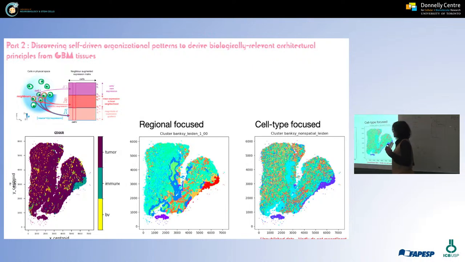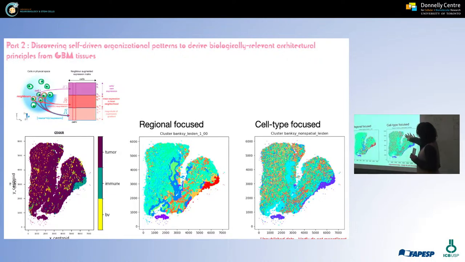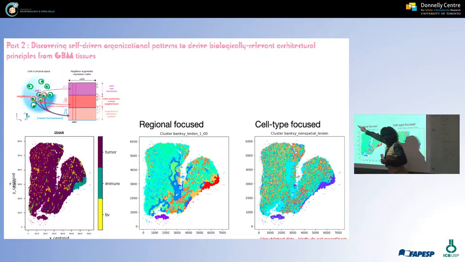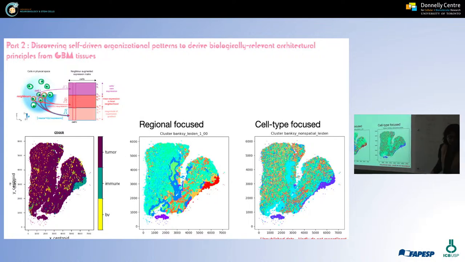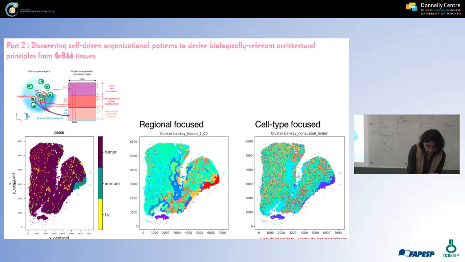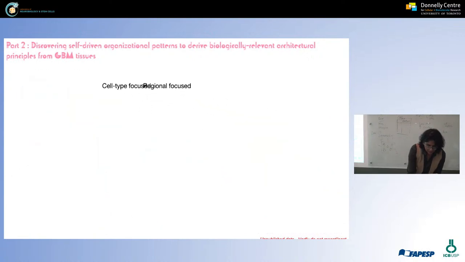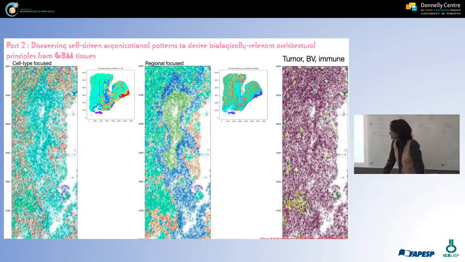You can look at the spatial. So in this case, cell type focused means that I'm just doing clustering by cell type. So you see it's very distributed. But then when you look at it from a regional focus, where you're taking into account their environment, it becomes a bit more ordered. So you can see here, all right? I blew this up.